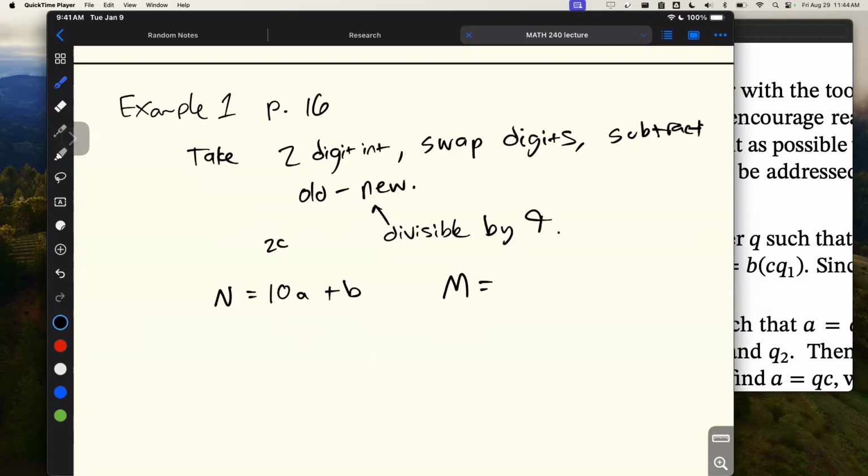So like 20 is 10 times 1 plus 0. It's just writing that number in a different format because the second digit is multiplied by 10. And so for m, we just swap a and b. So we've got 10b plus a. And so then we do n minus m. And then I will write the result, which is 9a minus 9b, when we subtract the two. And then I hope you can see that that's divisible by 9. So that's how we get that.